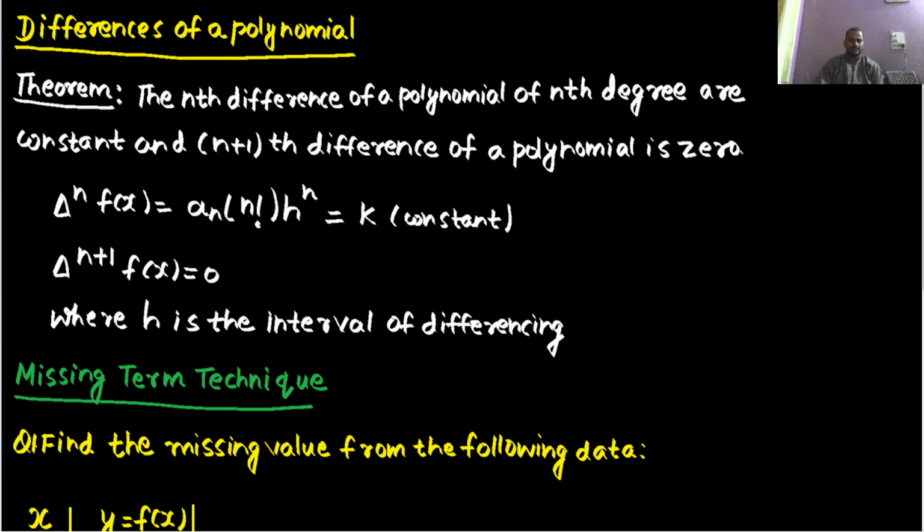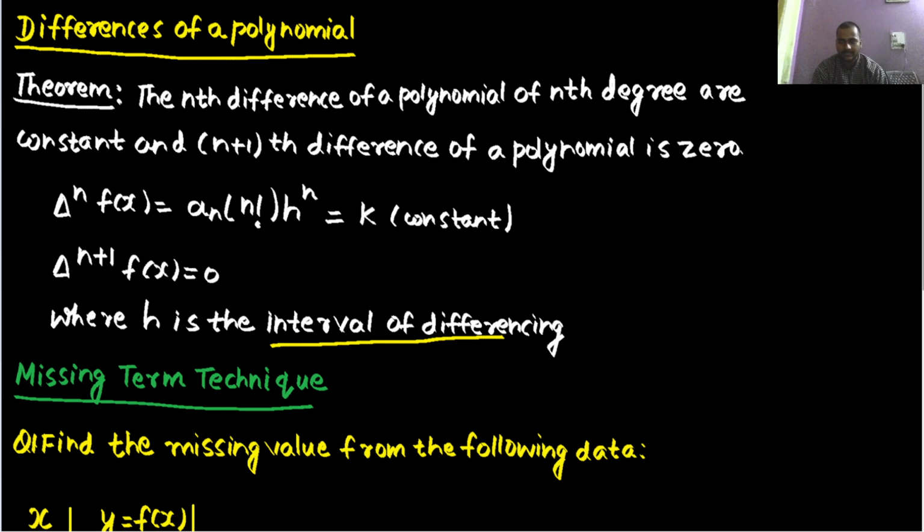We'll see more of this, and these are some mathematical notations for that. So the nth difference of a polynomial f(x) is nothing but the coefficient of the highest degree term. Let's say you have a polynomial of degree 3, so x cube, whatever the coefficient of x cube will be, that is a_n, into n factorial. n is again the degree, and h to the power n. What is h? h is the interval of differencing. I hope you know about that. And if the nth difference is constant, then the (n+1)th difference will be 0.